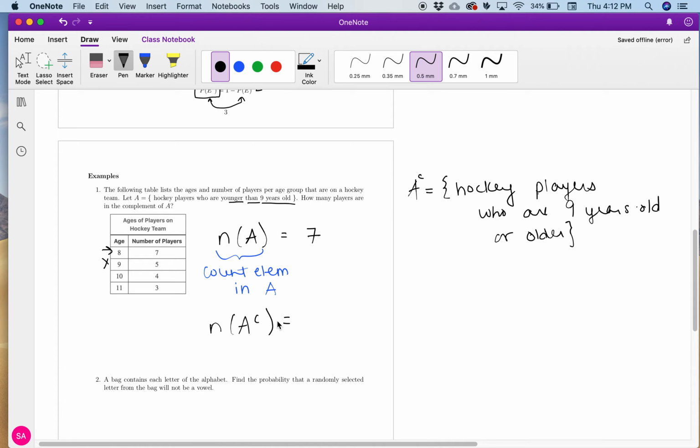All right. So how many kids fit this? So 9 or older. So we need to count up the numbers for 9, 10, and 11. And we get, well, these are the ages, and then here are the number of players at that age. So we add those up. 5 plus 4 plus 3. You should get 12. So there are 12 players in the complement of A.